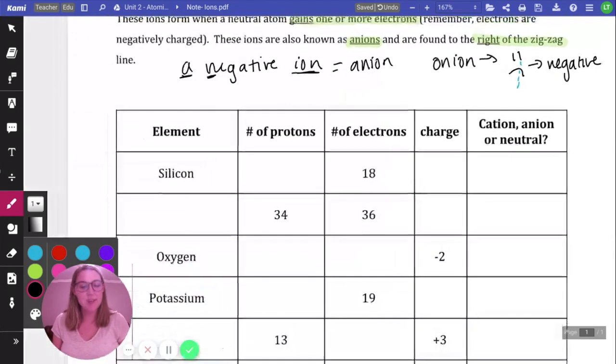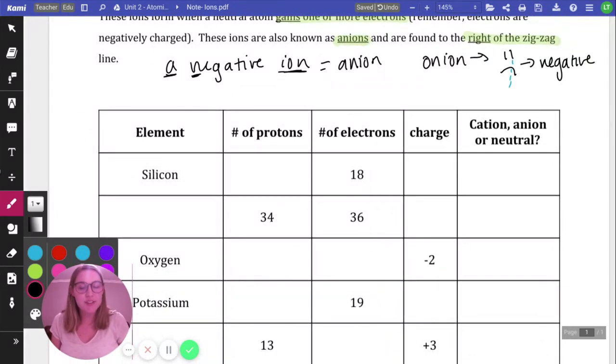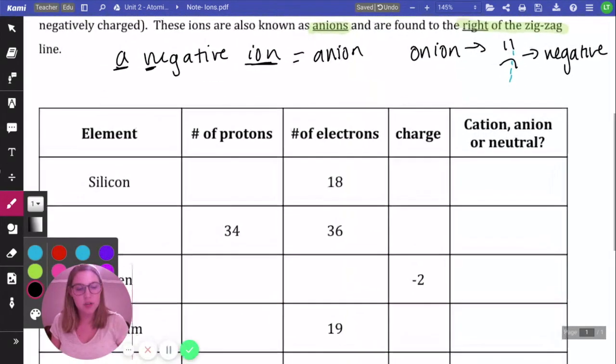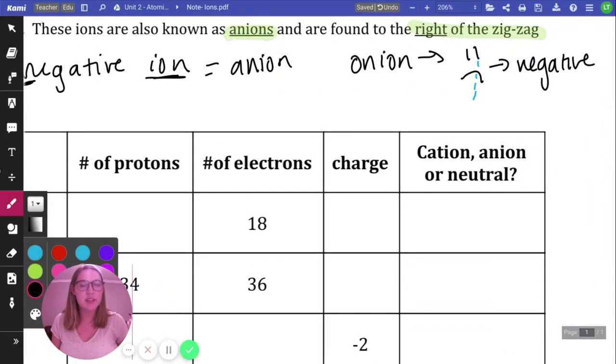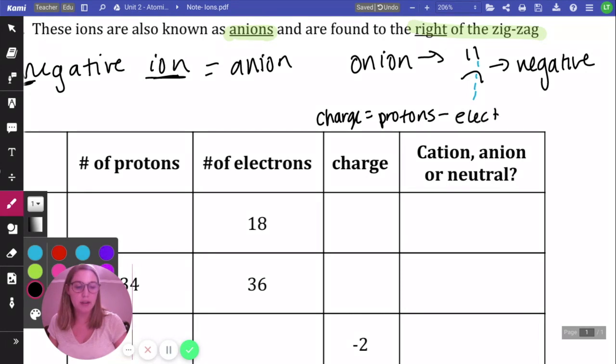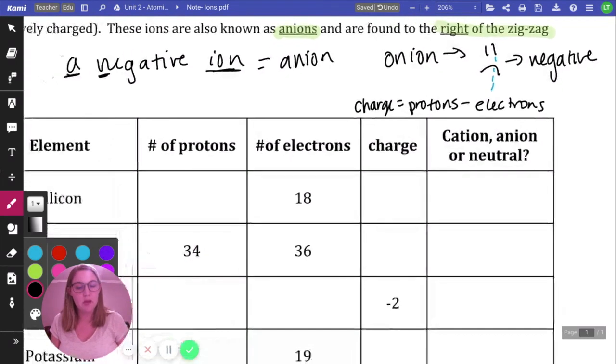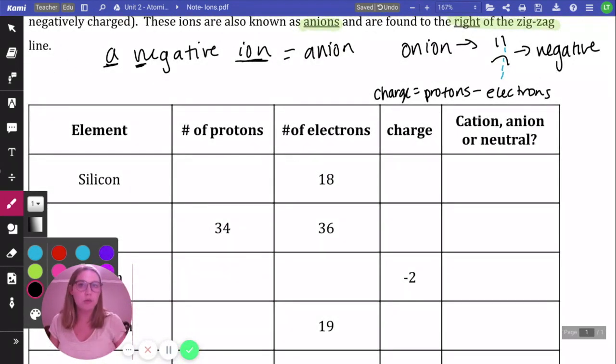Let's do some practice here where we're actually going to determine our number of protons, our number of electrons, and our charge. I just want to quickly tell you how I calculate charge. For pretty much all of these things, I use a little formula to help me remember. My charge is going to be equal to my number of protons minus my number of electrons. That'll give you your charge, whether it's positive or negative. Hopefully that's helpful. Sometimes I also just look at who I have more of.